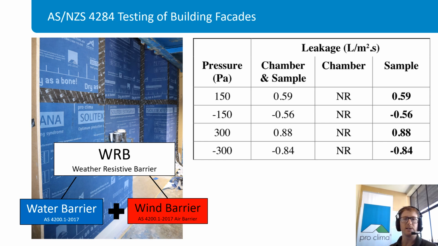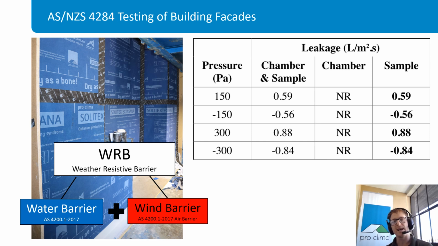And under the test regime under AS/NZS 4284, it requires you to test the air leakage at a given pressure. And at 150 pascals, negative and positive pressure, you get 0.59 or 0.56 litres per metre squared per second, which means that it's quite airtight.